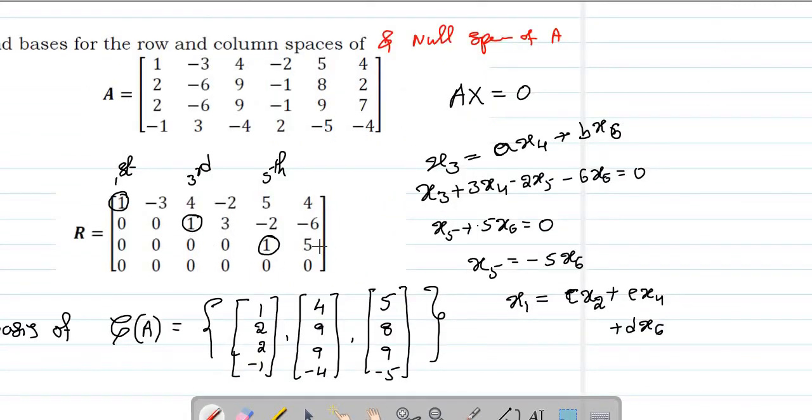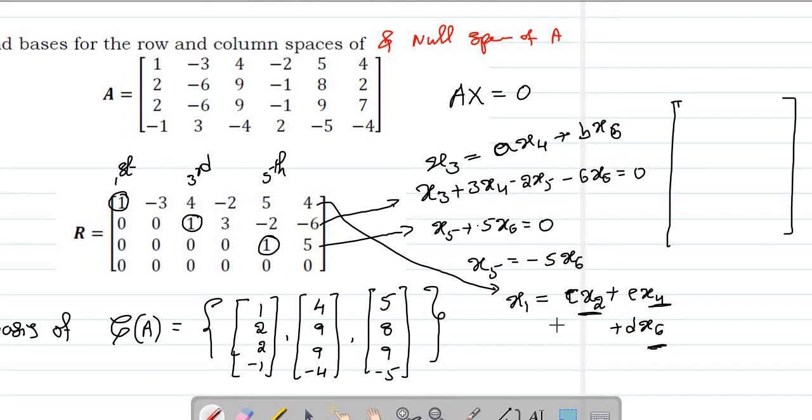Okay, so this one I wrote from the third row, and this one I wrote from the first row, whereas this one is from the second row. So now you see x1 is expressed in terms of x2, x4, x6, x5 is expressed in terms of x6, and x3 is expressed in terms of x4 and x6. So when you look at it, how many unknowns are here? Finally x2, x4, x6.